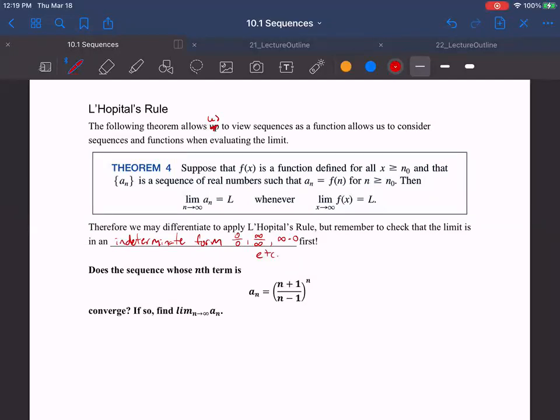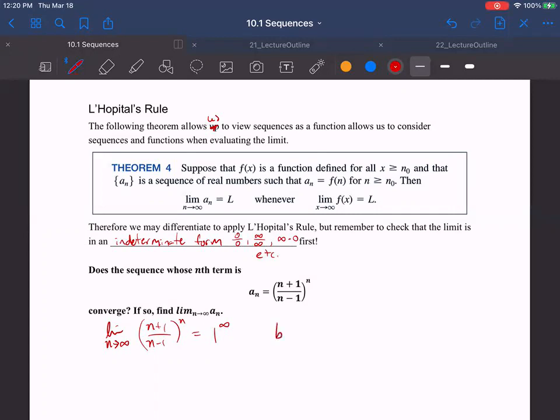So let's see if this converges. So we need the limit as n goes to infinity of (n plus 1 over n minus 1) to the n. Okay. And that is going to become what? 1 to the infinity. And so that's not good, because for L'Hopital, what do we need?